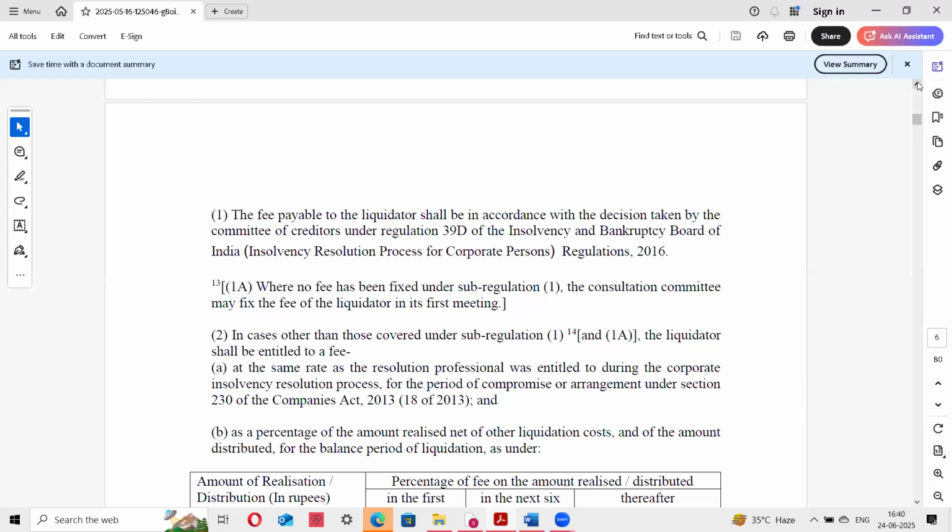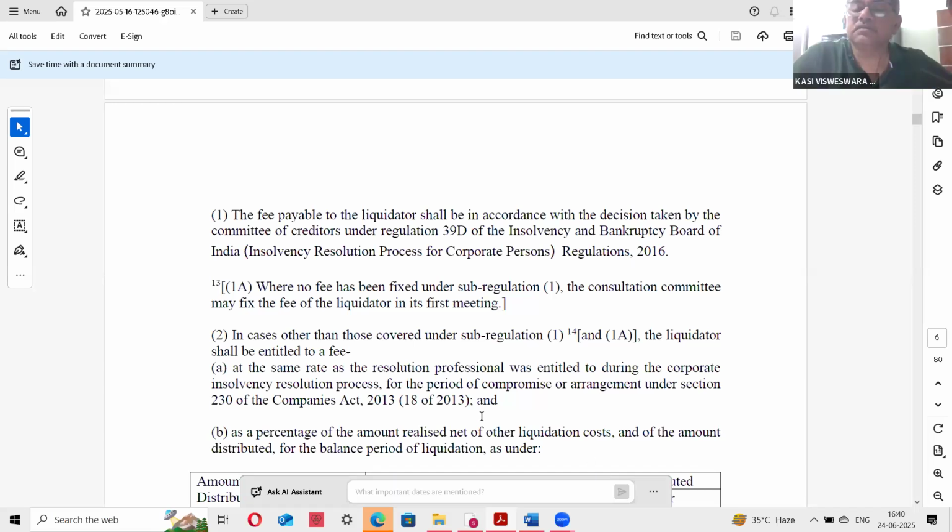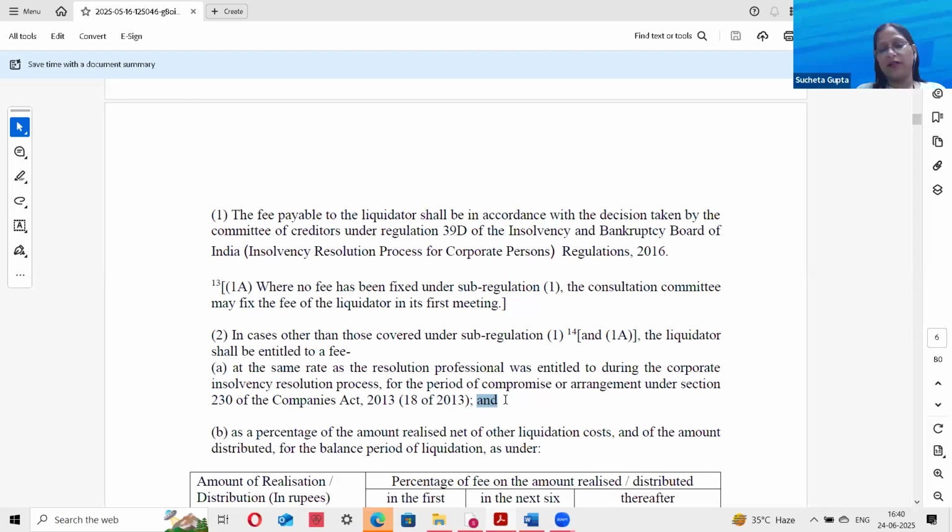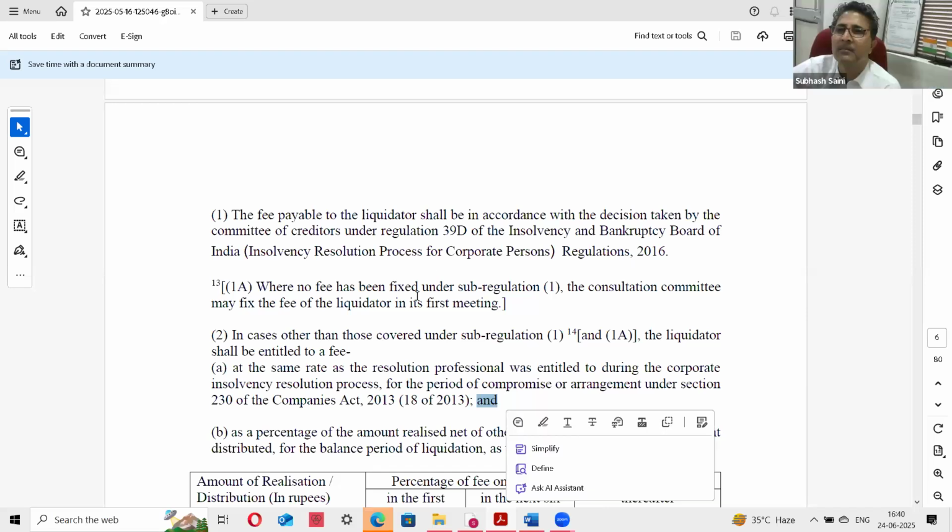That is okay, in the consultation committee. How will they get the approval, or how will they approve their fees? By default, 3B will not come. The percentage one, because the end word is here, sir.